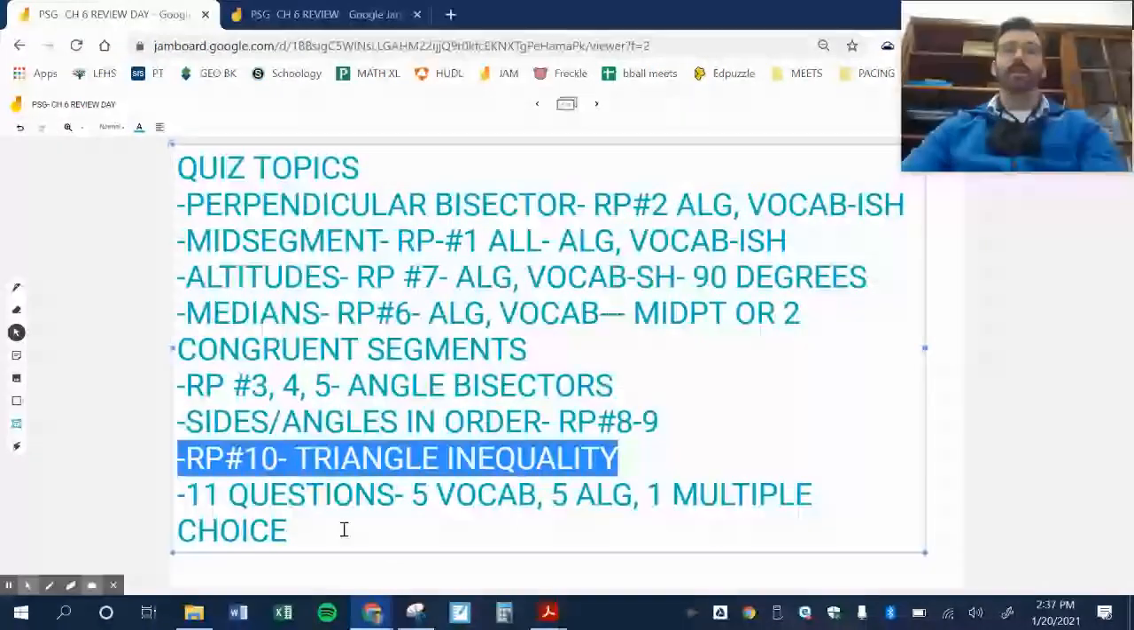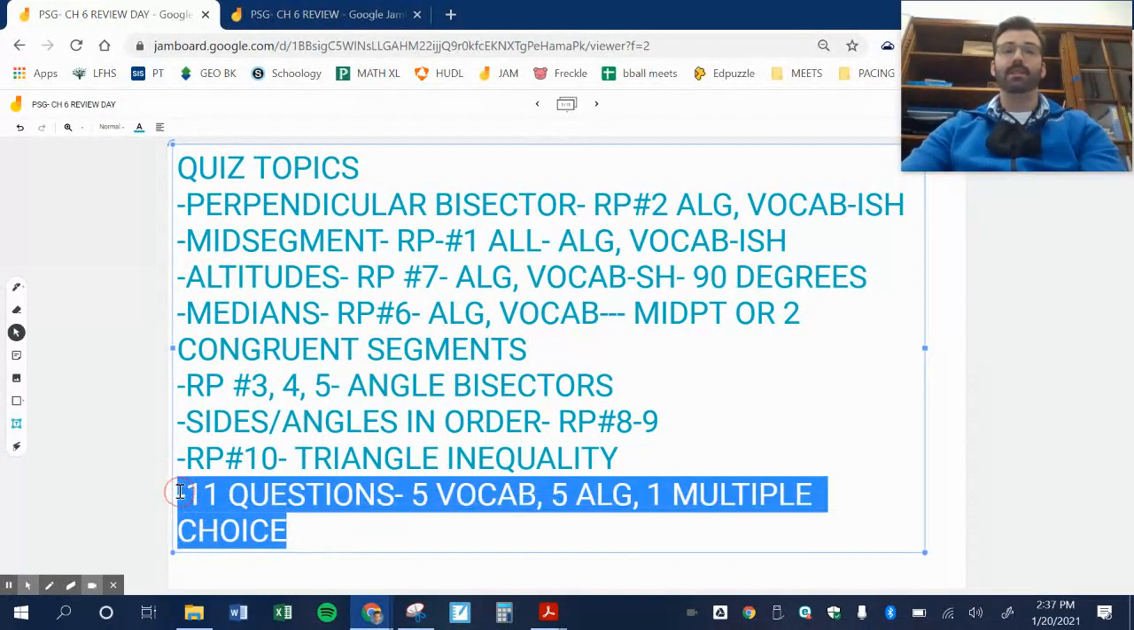Lastly, just a recap, it's 11 multiple choice. Like I said, 5 of those questions are vocab questions, 5 of those are algebra, and then there's just 1 multiple choice, like always, sometimes, never, or something. This is what you should expect to see.